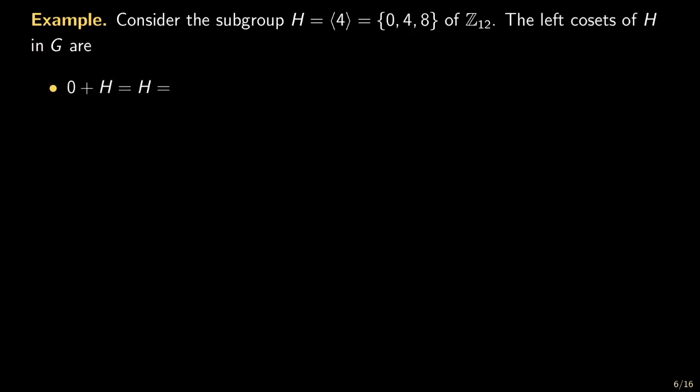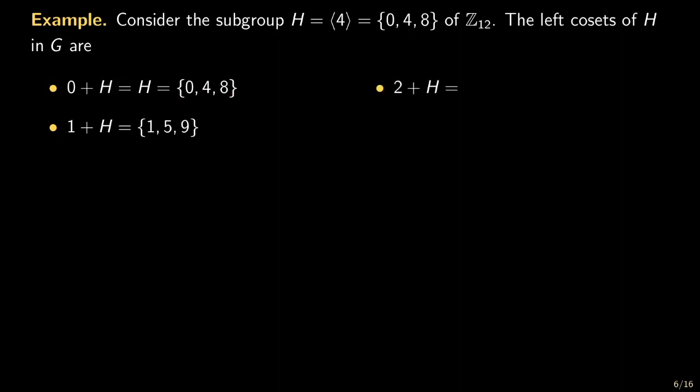The left cosets of H in G are the following. 0 plus H is of course H. If I add a 1, of course, the elements I will use for adding come from G, or from Z sub 12. If I add 1 to each one of these, you get 1, 5, and 9.